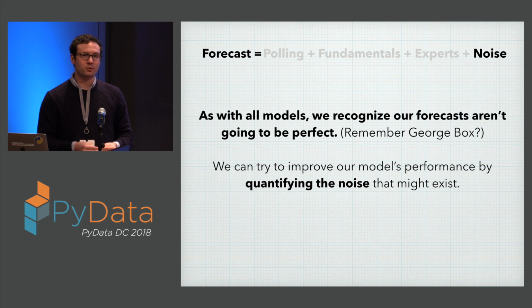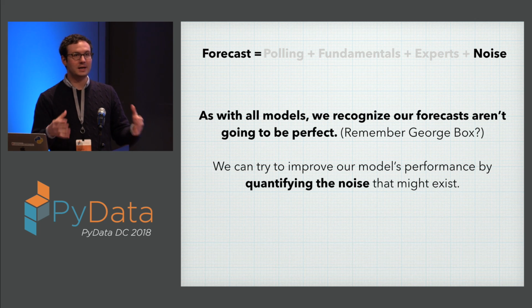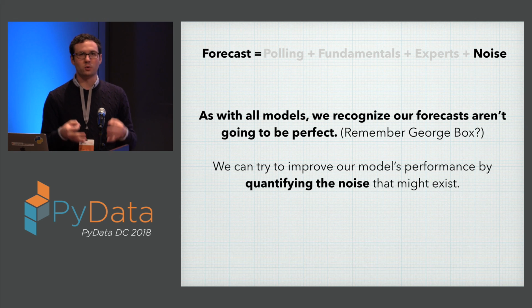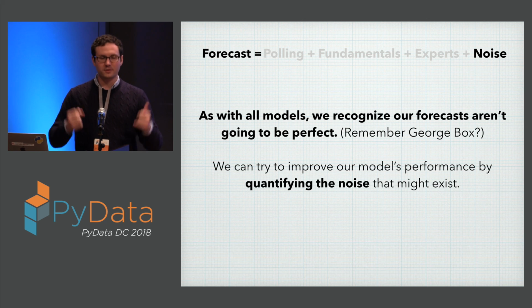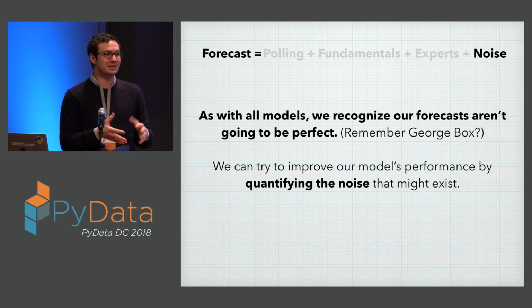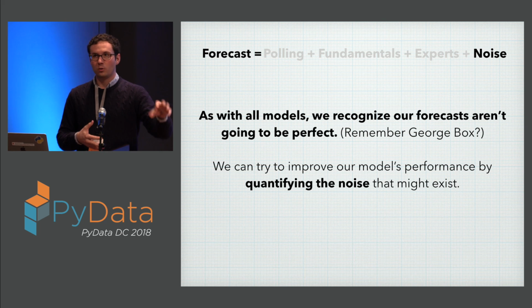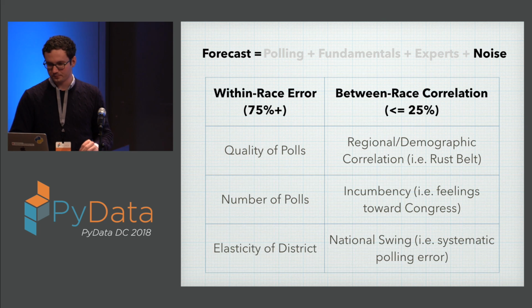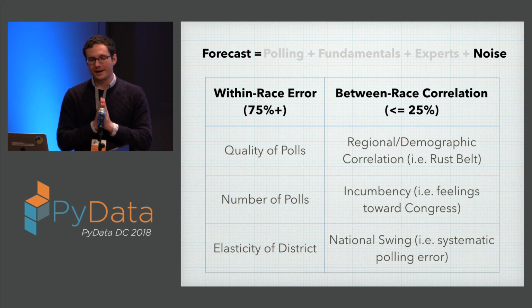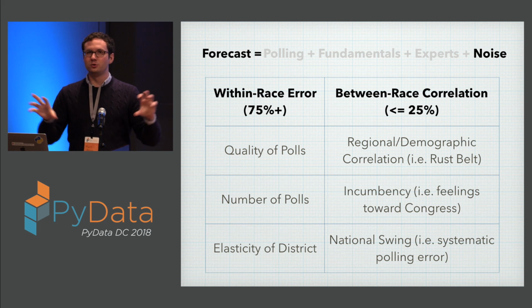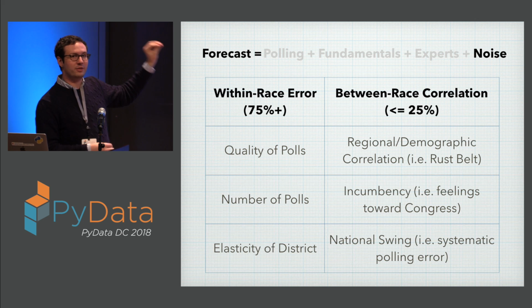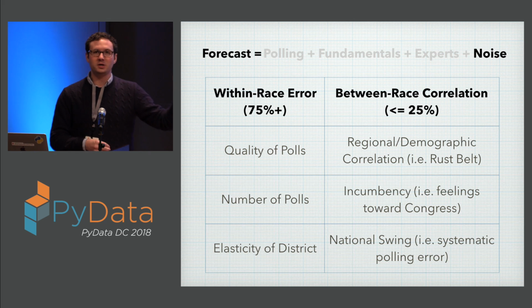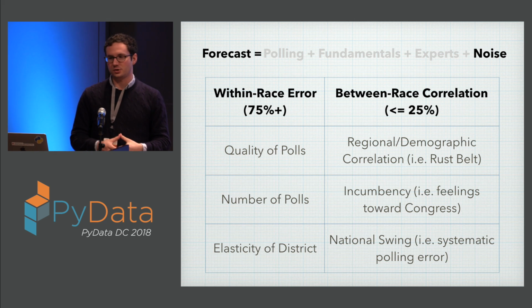And so we can try and improve our model's performance in the aggregate by quantifying the noise or the uncertainty that exists in all of the polls and the fundamentals and just the things that we haven't been able to control for when trying to make these forecasts. So you can think about the noise broken down into two different components. The component on the left side is within race error, and the component on the right side is between race correlation, and I want to walk through each of these.